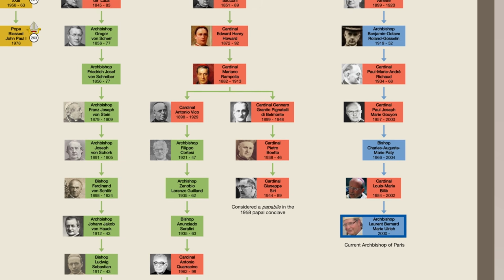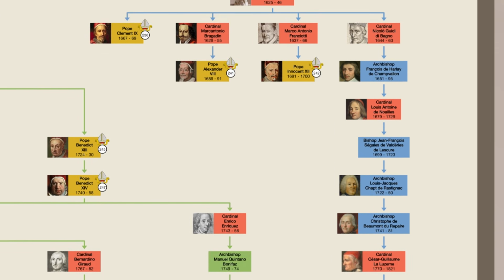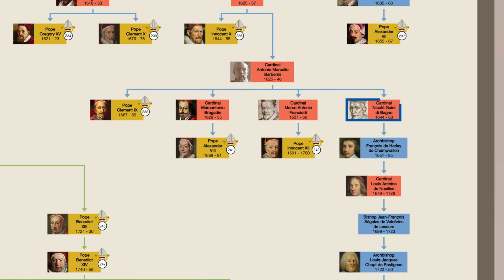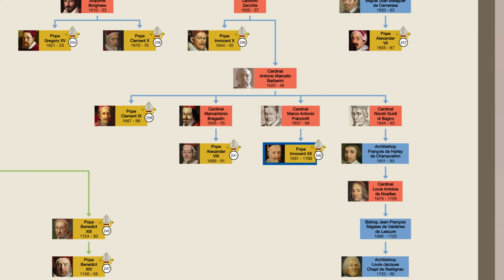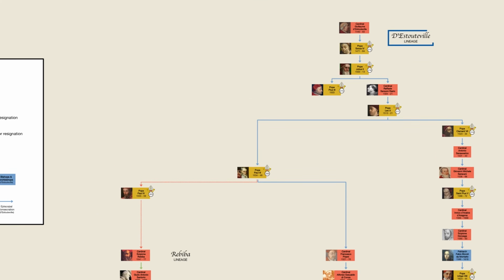His line consists entirely of French cardinals and bishops, until we reach an Italian cardinal named Nicola de Bagno, who in turn was consecrated by another Italian cardinal named Antonio Barberini. And what do you know? Barberini also consecrated the cardinal who consecrated Pope Innocent XII, who happens to be the most recent pope who does not belong to the Rebiba lineage. Instead, he belonged to an older lineage called the d'Estaing lineage, which was the dominant lineage before things switched in the year 1700 to the Rebiba lineage.